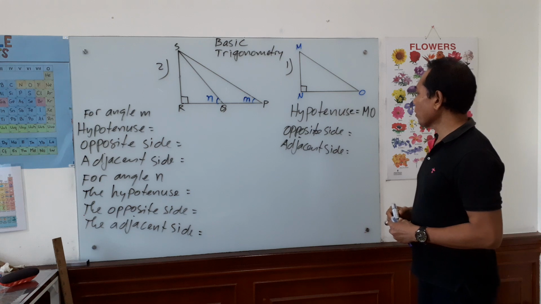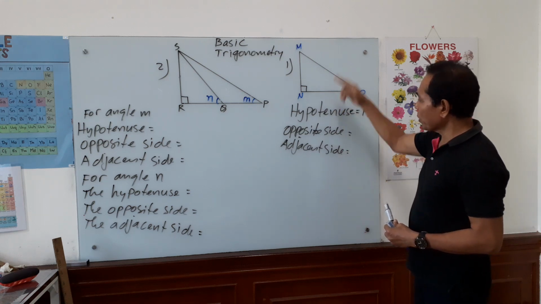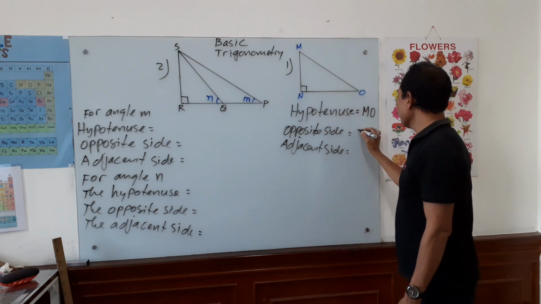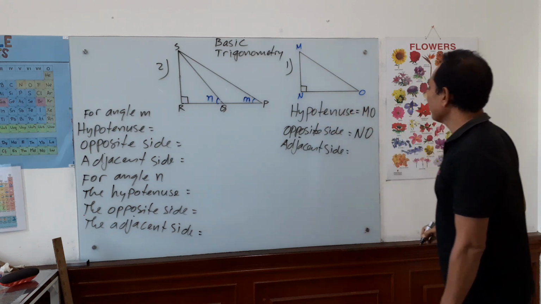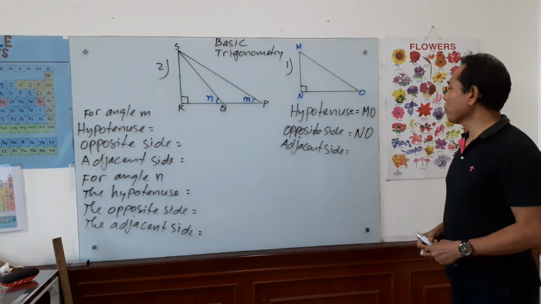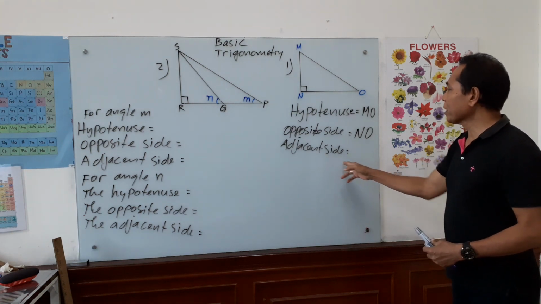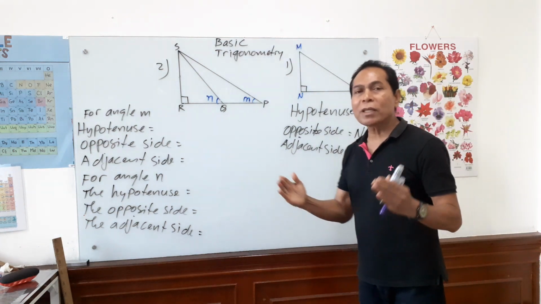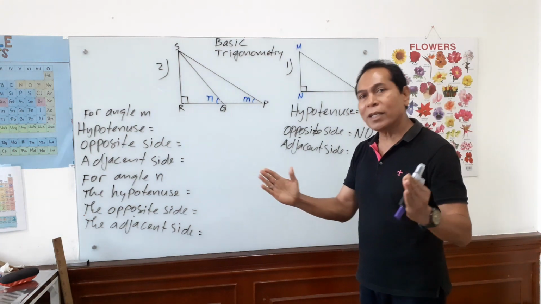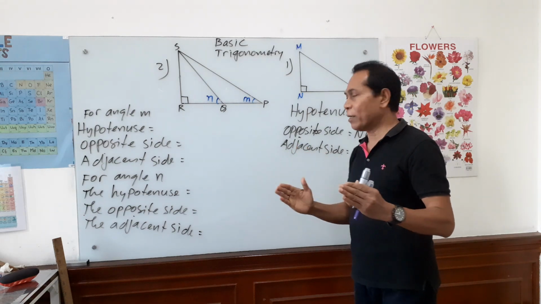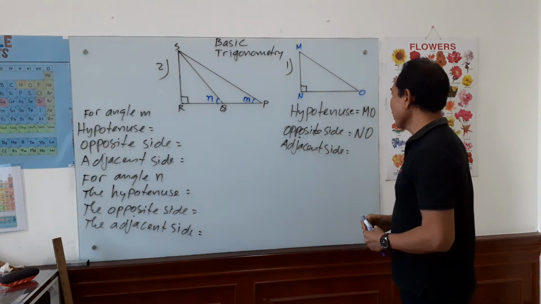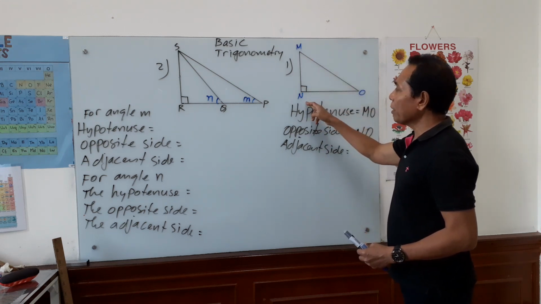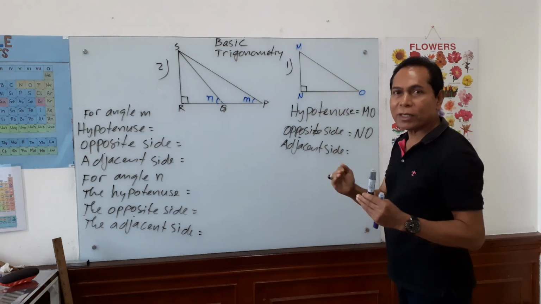And the opposite side means opposite to that, we look at NO, okay? NO is the opposite side. And adjacent side, I just explained to you, children, adjacent means side by side or near. They stand near one another, side by side. So the adjacent side here is MN.